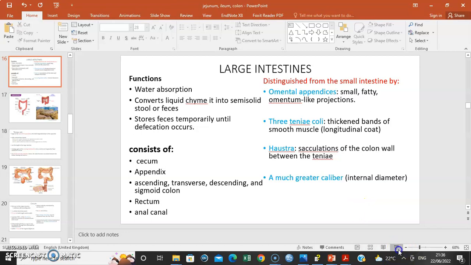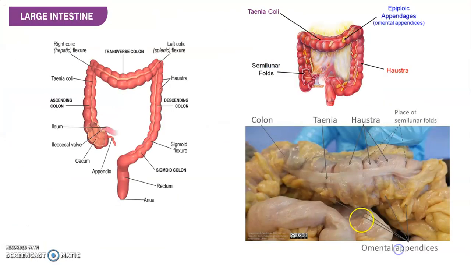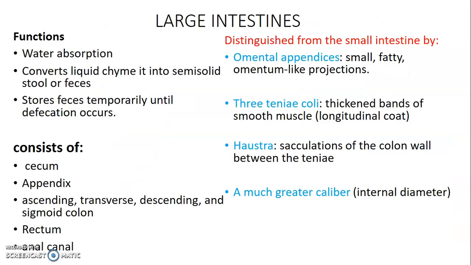And so, remember from the small intestines, food now moves to the large intestine. What are the functions of the large intestines? There's absorption of water, then converting the liquid chyme from the ileum into semi-solid stool or feces, and then to store the feces temporarily until the urge for defecation.